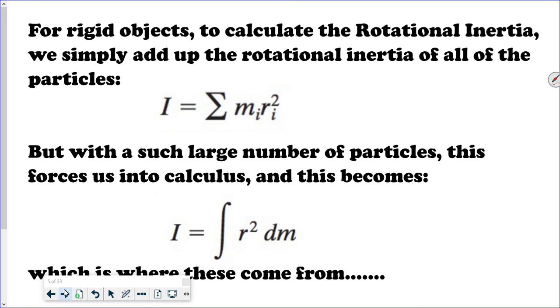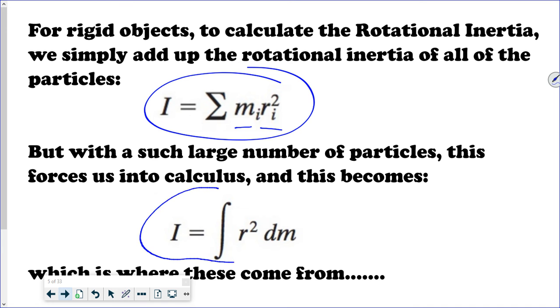Now suppose we've got something that's not just a particle, like a meter stick or a football, and we want to find the rotational inertia of that object. Well, to do that, you just add up the rotational inertias of all of the particles. For each of your particles, you do mass times radius squared and add them all up. But with such a large number of particles, it forces us into calculus and becomes an integral. And so we have to take this integral.